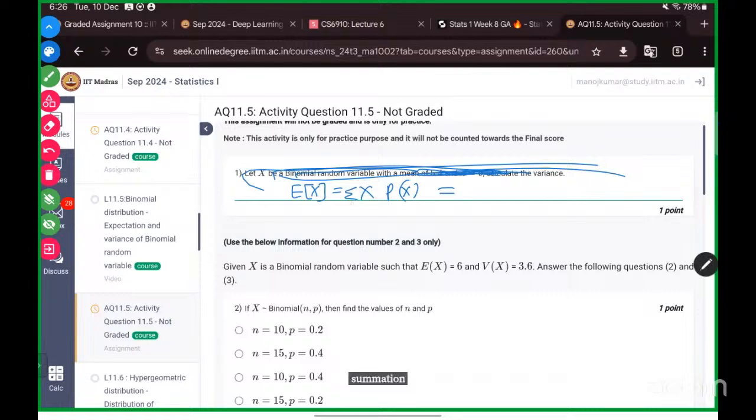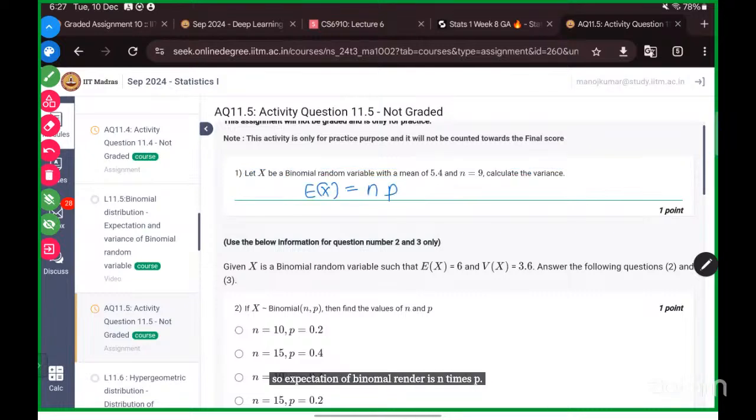Summation of this, right? Not xpx... summation of this, right? So how will you find this for binomial? The expectation of a binomial random variable is n times p. And this is given as 5.4. N is also given, so you can find p from this: 5.4 by 9, correct? And variance is n into p into 1 minus p.